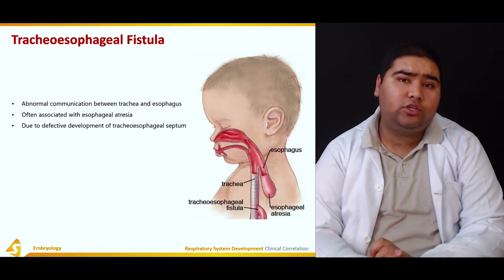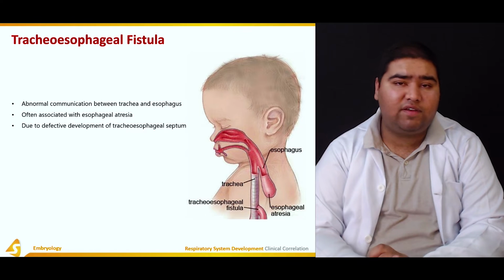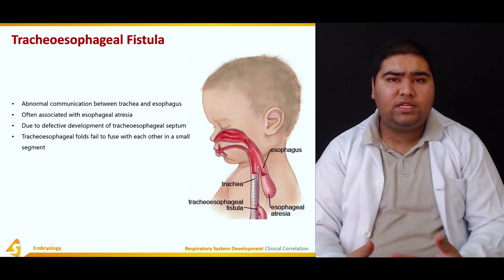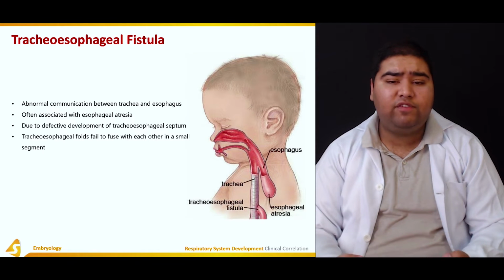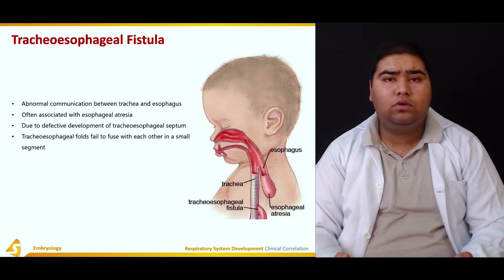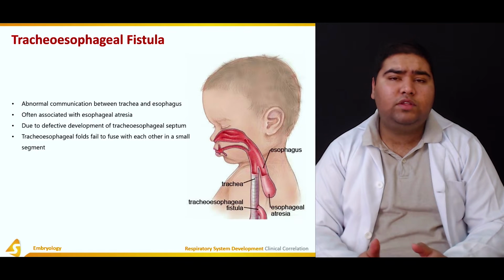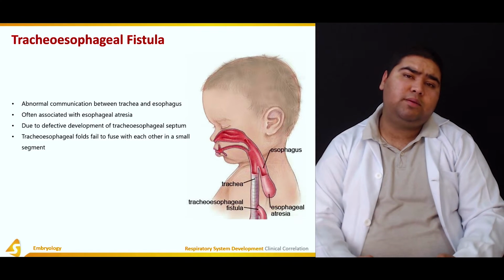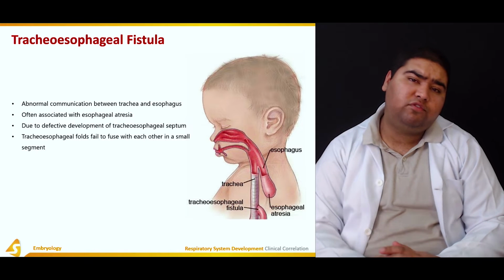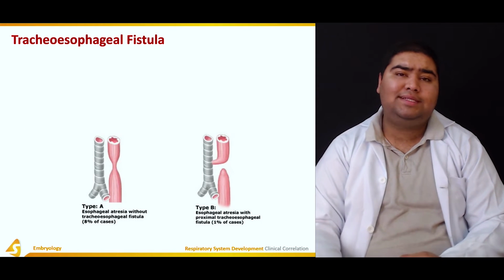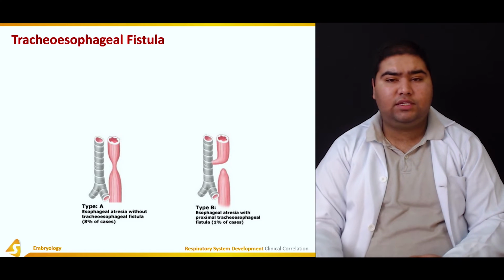So something went wrong, and that thing was the tracheoesophageal septum, which was supposed to divide the trachea and the esophagus. The tracheoesophageal folds fail to fuse with each other in a small segment. So in some small region of the respiratory bud, the tracheoesophageal folds fail to fuse. So what are the various types of the tracheoesophageal fistula?